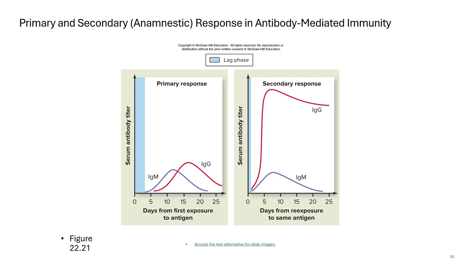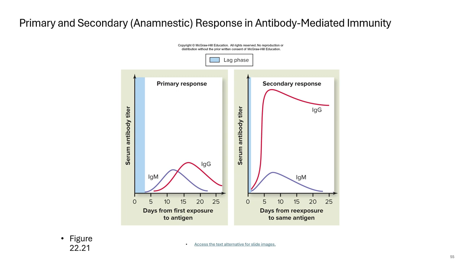And so this here is showing the differences between that primary and the secondary response. A few things I want you to notice. One, I want you to notice the lag time between the primary and the secondary response. This blue shaded region is the lag time, or that latent phase, as it was called. That is longer in your initial response, in the primary response, because you've never been exposed to that particular antigen before.